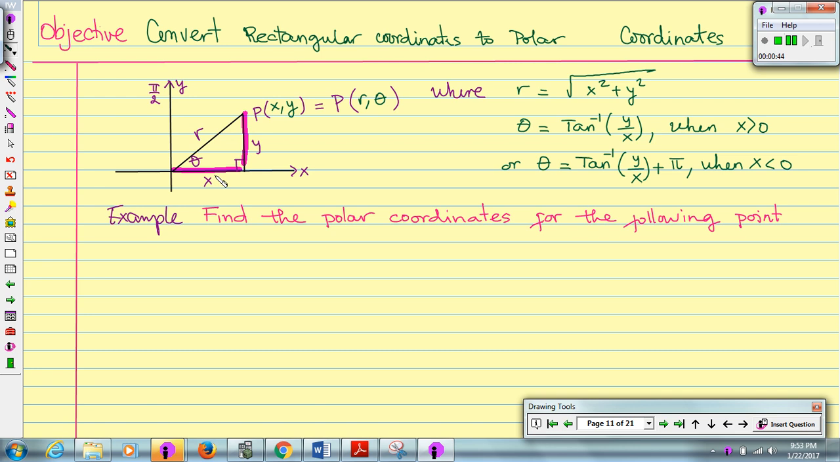Now if x is less than 0, then to find our angle theta, again we're doing inverse tangent of y over x, but then we add pi.